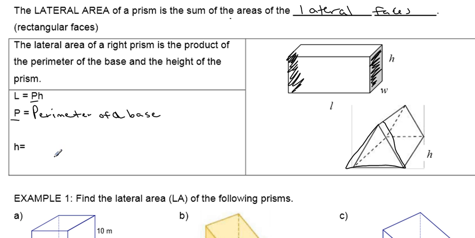H is representing the height of the prism. The height of the prism will be the length of the side that you're not using when you find the perimeter of the base. So the height would be one of the sides of the rectangle going horizontally. It would not include the side lengths of the triangle that we use to find our perimeter.